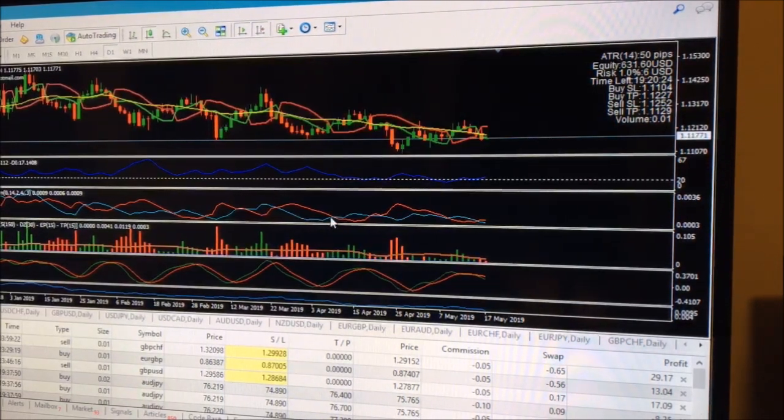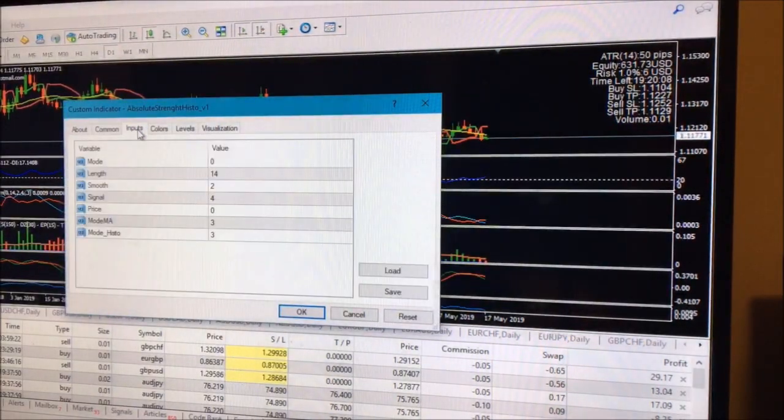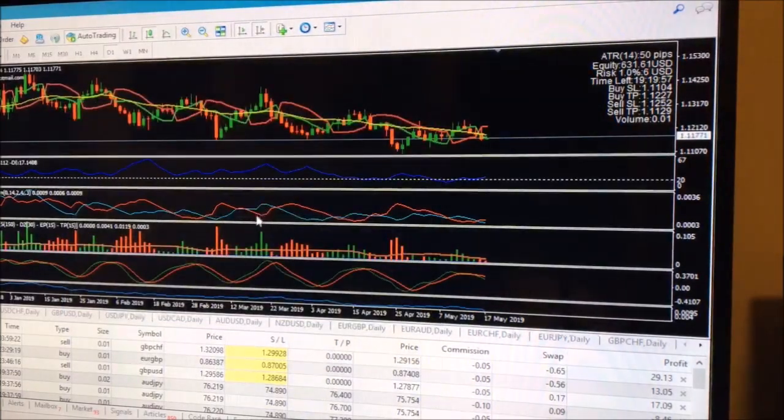And the settings that I use for this one are inputs. The length is 14, the smooth is 2. I don't think those are the defaults. I think you'll have to change it to those, but I'm not sure what the defaults are. So there you go. None of these others have changed, just those two. And then everything else is pretty much the default setting there.